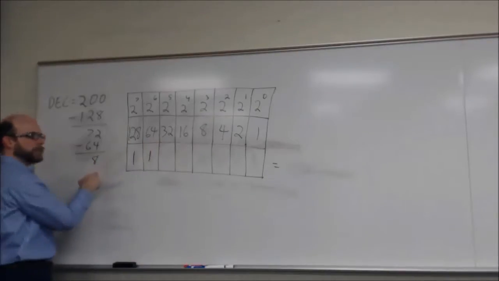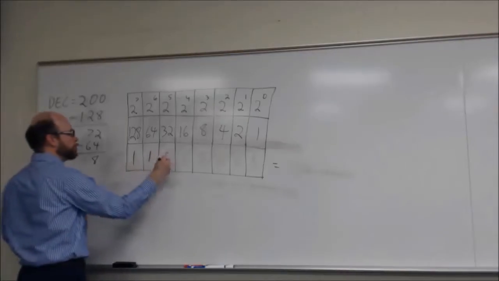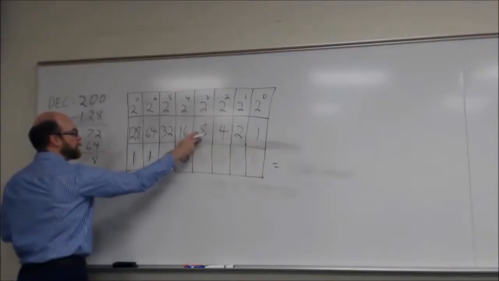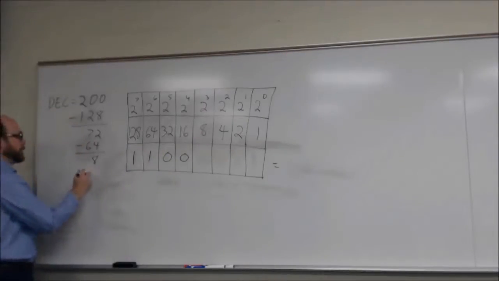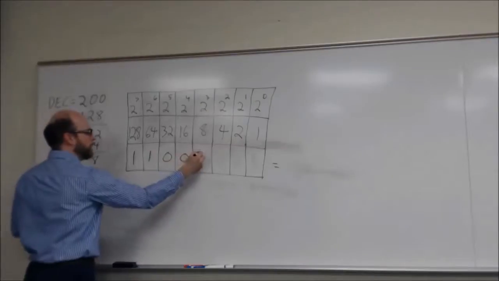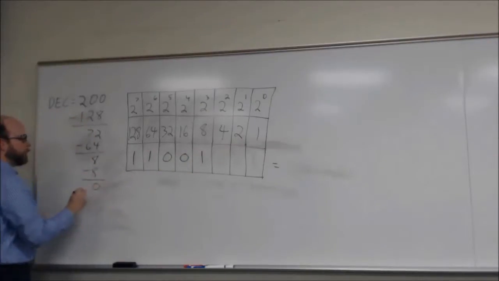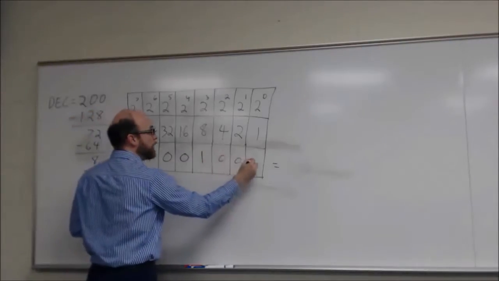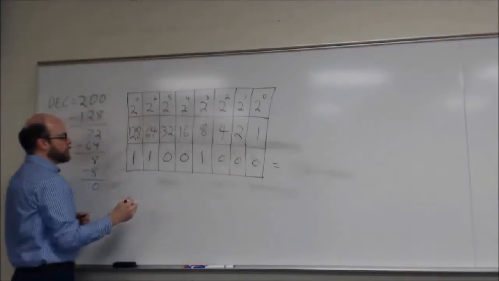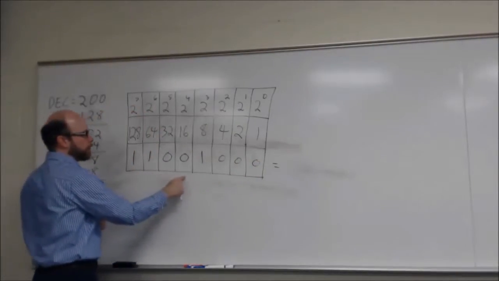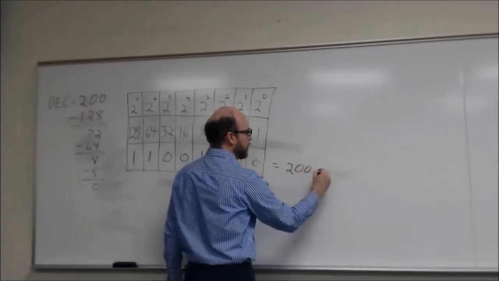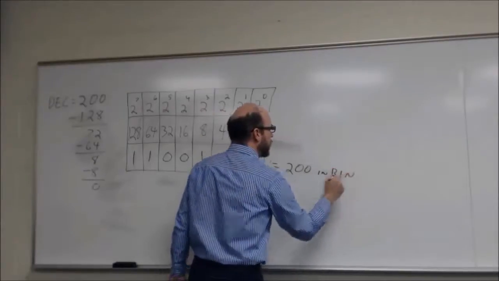Is 32 less than or equal to 8? The answer is no, so we put a 0. Is 16 less than or equal to 8? No, so we put a 0. Is 8 less than or equal to 8? The answer is yes, we put a 1 there, subtract 8, and we get to 0. If we get to 0 at this point, there's nothing left to subtract, so we can put zeros in the remaining bit places. So 1, 1, 0, 0, 1, 0, 0, 0 equals 200 in binary.